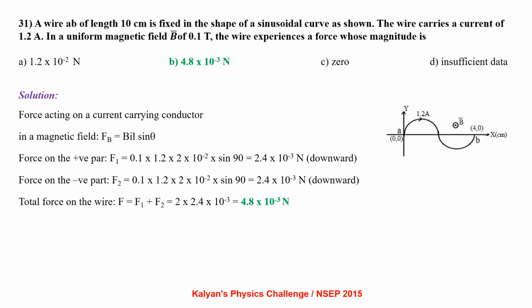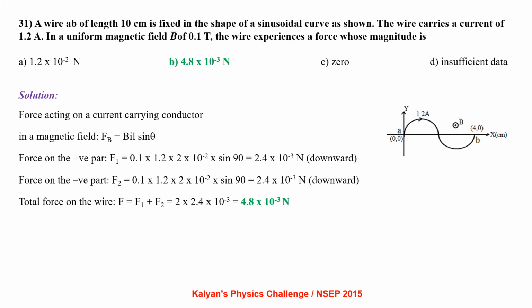A wire AB of length 10 cm is fixed in the shape of a sinusoidal curve as shown. The wire carries a current of 1.2 ampere in a uniform magnetic field of 0.1 Tesla. The wire experiences a force whose magnitude is given by the force acting on a current carrying conductor in a magnetic field, FB equals BIL sin theta.